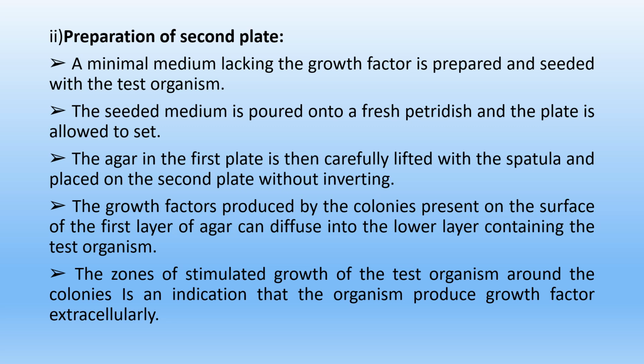Preparation of second plate. A minimal medium lacking the growth factor is prepared and seeded with the test organisms. The seeded medium is poured onto a fresh petri dish and the plate is allowed to set. The agar in the first plate is then carefully lifted with a spatula and placed onto the second plate without inverting. The growth factors produced by the colonies present on the surface of the first layer of agar can diffuse into the lower layer containing the test organism. The zone of stimulated growth of the test organism around the colony is an indication that the organism produces growth factors extracellularly.